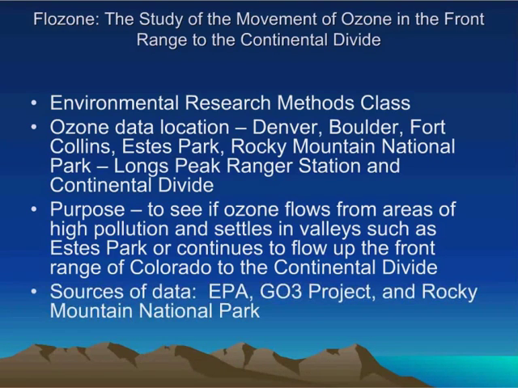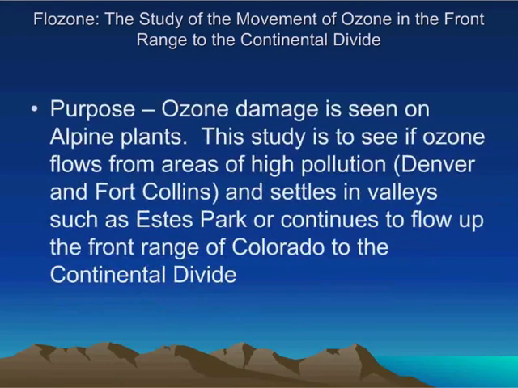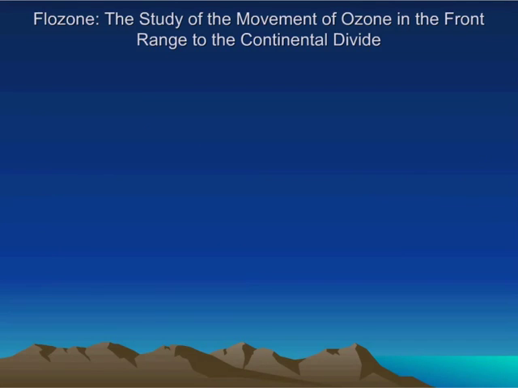Yeah, our sources of data were those three: EPA, the Go3 project, and the Rocky Mountain National Park. We are just finishing up our data, where obviously the purpose is to see what ozone damage, because of this ozone damage, to see if the ozone is actually flowing up from Denver and Fort Collins and settles in Estes Park, or does it go on up to the Continental Divide? So that's what we're investigating at this point in time.